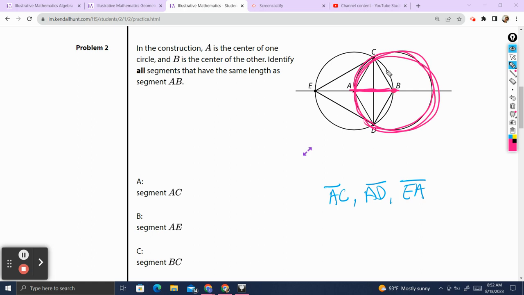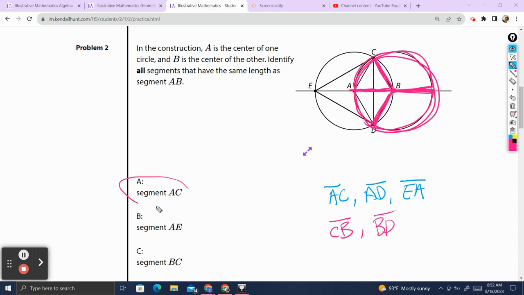I'm looking for all of the radiuses, because I know if AB is a radius, any other radius that I have is also going to be the same length. So I find CB, I find segment B. This dude doesn't have a name, so we're not going to call him anything. And I find BD. And I'm done. I found all of the segments that are the same length as AB.